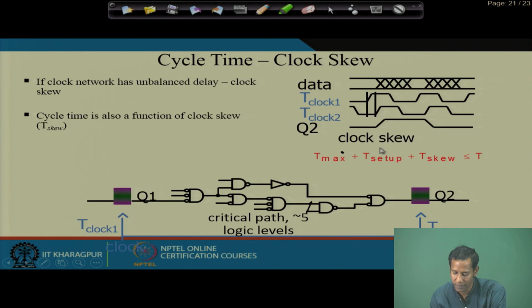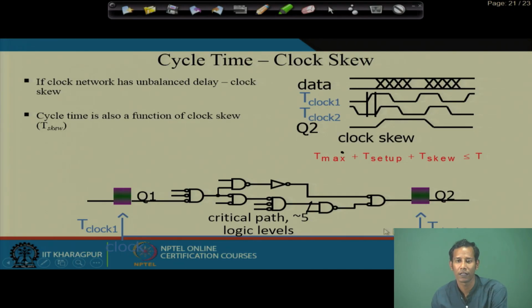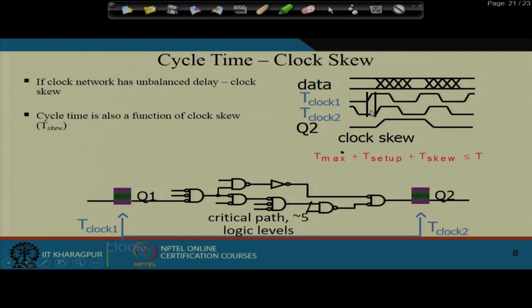Okay. So depending on that clock skew, you can see this is the clock 1 signal, whereas clock 2 will be shifted by some time, as it comes through a long path, arriving at Q2 after a long path. That is why this particular edge is not aligned to clock 1; there is some difference. This is an example of clock skew.